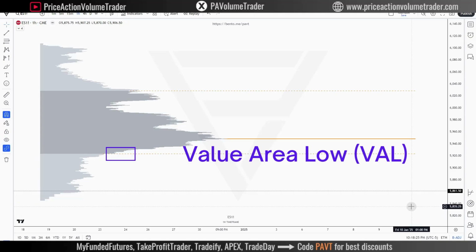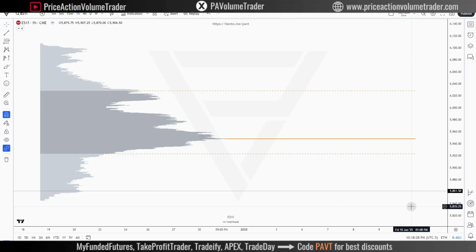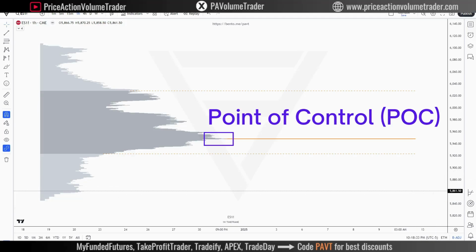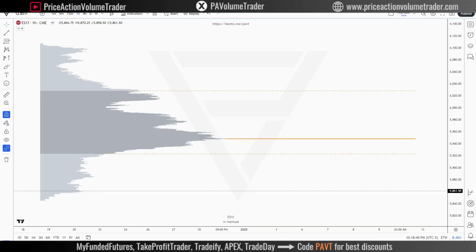Okay, now the next element is going to be called the point of control. The point of control corresponds to the point in the whole profile with the most volume traded, which in this case you can see defined by that thick orange line, and it's very easy to see because you're simply going to look for the point that is sticking out the most of the profile. Okay, so that will be the point of control for this entire volume profile.